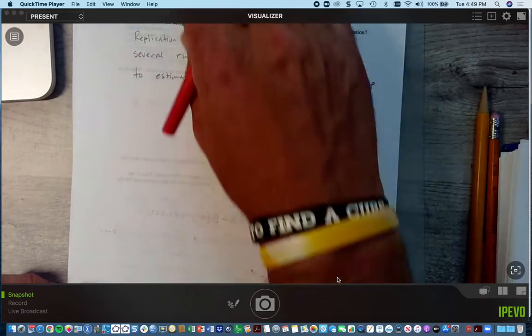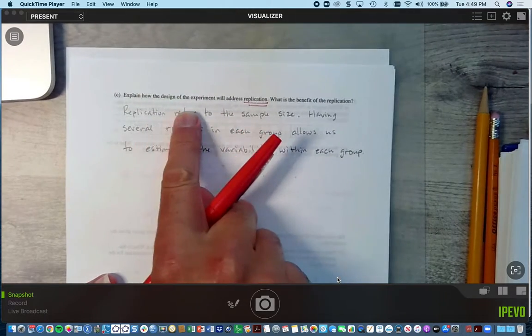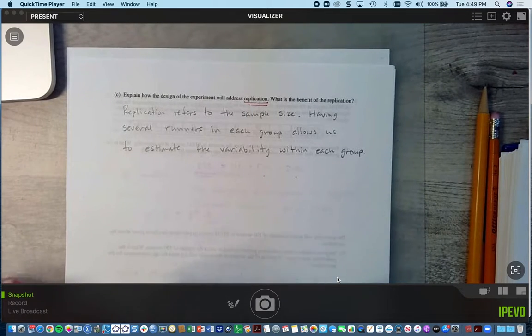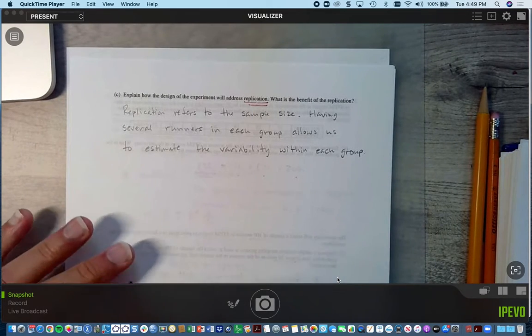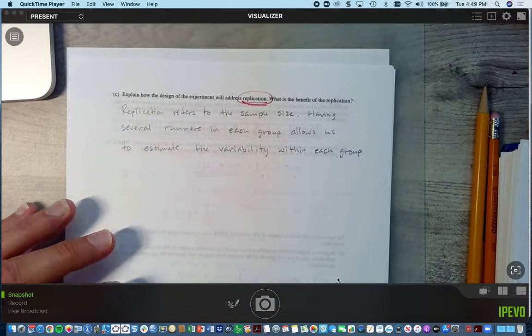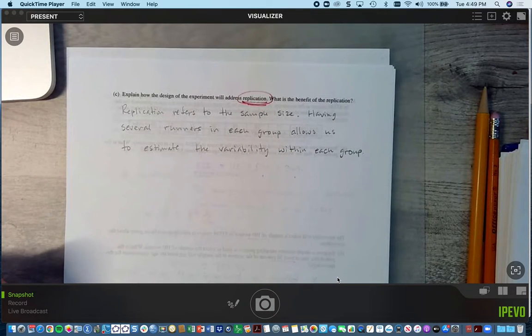Okay, and then there was a follow-up part to this, part C. Explain how the design of the experiment will address replication. All right, and a lot of you whose papers we graded misinterpreted what we meant by replication. Okay, this doesn't mean that we're going to do this experiment over and over and over again and see if we get the same results every time.